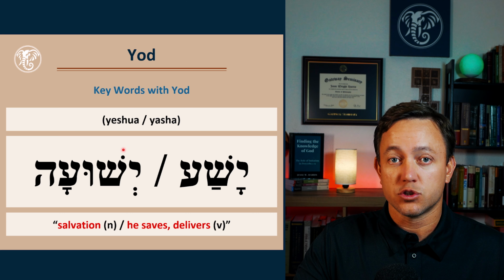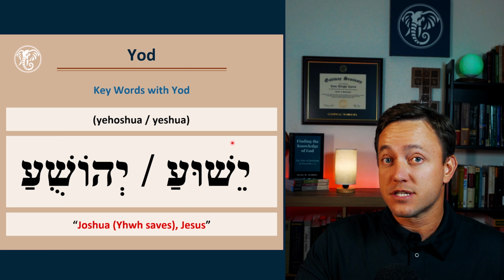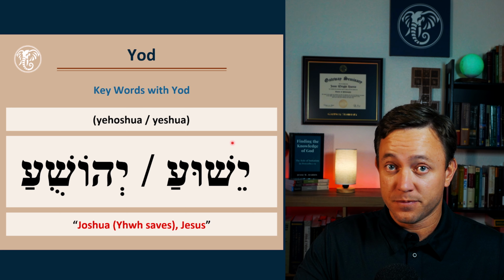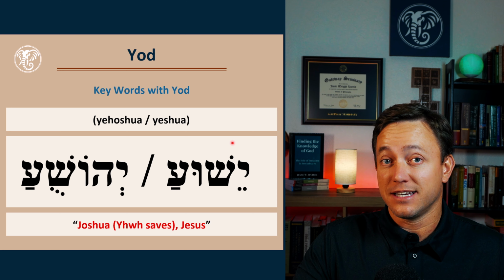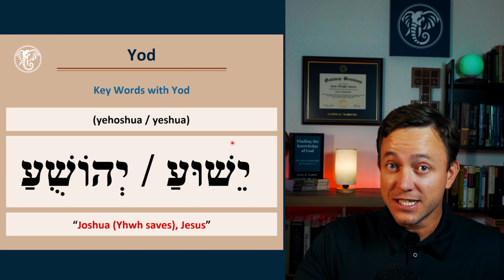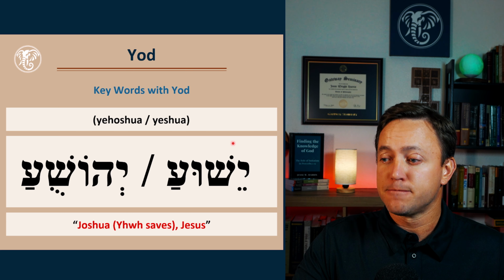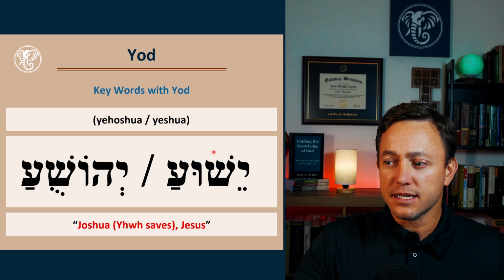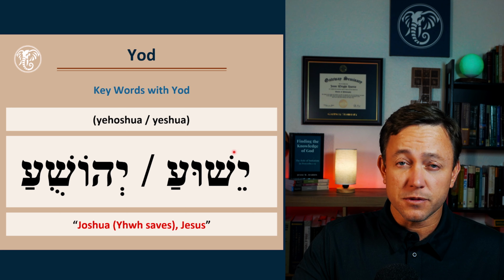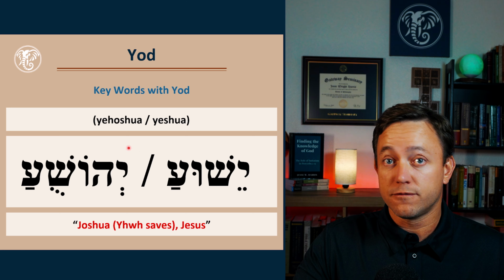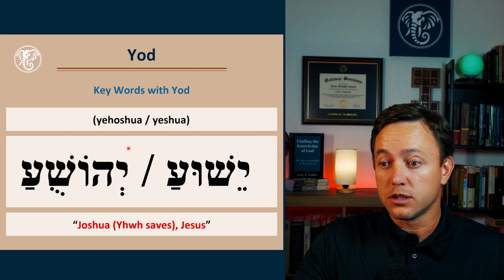So oftentimes when you see the word salvation in the Old Testament, it will probably be this word here, Yeshua. Now, this is interesting because this actually leads us to a very interesting and important set of names. And that is, of course, the names that we derive for Jesus. Now, the word for Jesus is actually this word Yeshua, as you see here on the right.